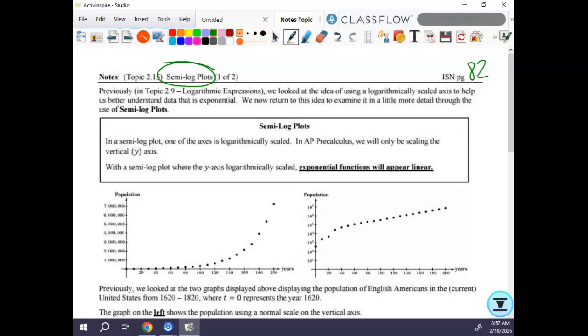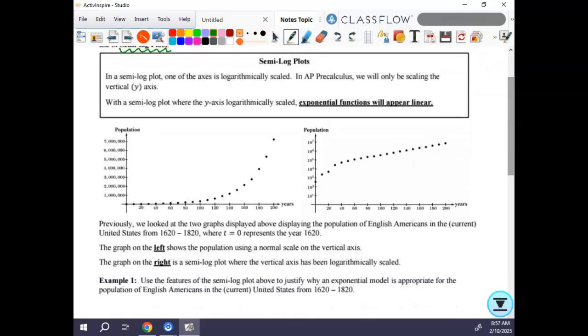So in 2.9, we looked at the idea of using a logarithmically scaled axis to help us better understand data that is exponential. We now return to this idea and examine it a little bit more in detail through semi-log plots. In a semi-log plot, one of the axes is logarithmically scaled. In AP Pre-Cal, we will only be scaling the vertical or the y-axis. While there are different ways to do this, the only way we are looking at it is with the vertical axis being logarithmically scaled.